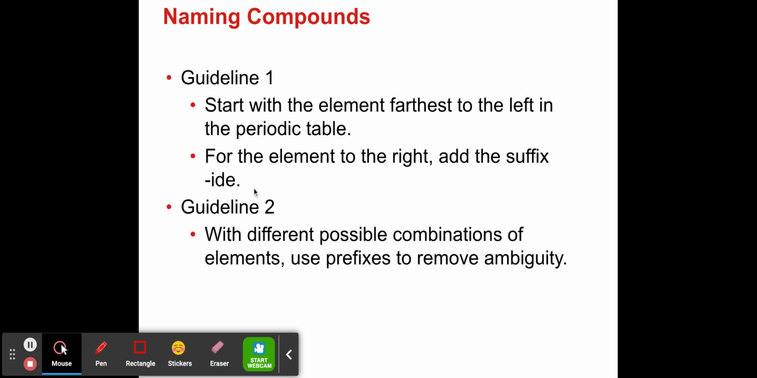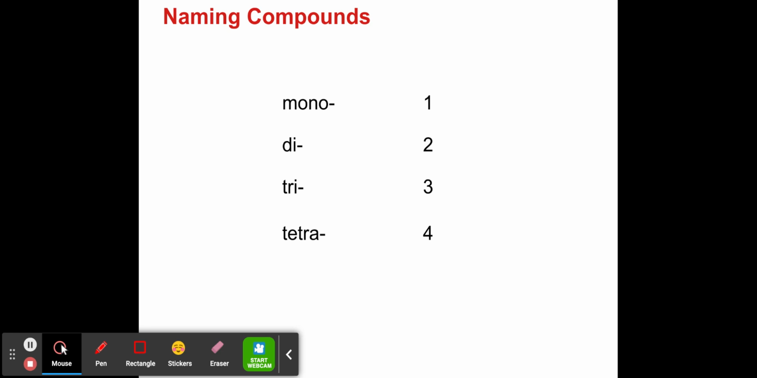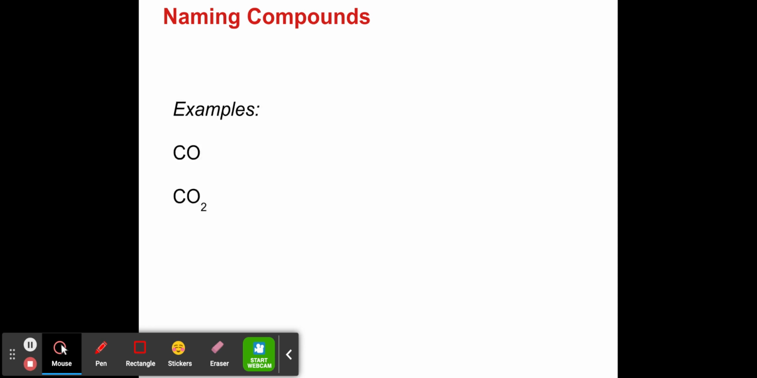All right. So for guideline number 3, with different possible combinations of elements, we need to use prefixes to remove ambiguity or confusion. So what does that mean? It means that when we are naming compounds that have more than two atoms, we use these prefixes to indicate the number of atoms. For example, mono means one, di means two, tri means three, tetra means four. And let's see how we can use this.